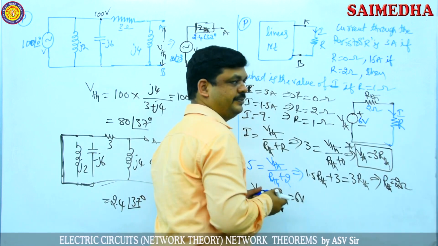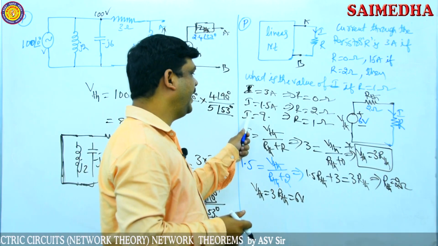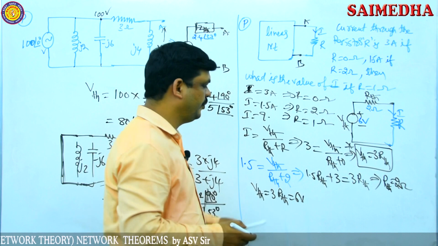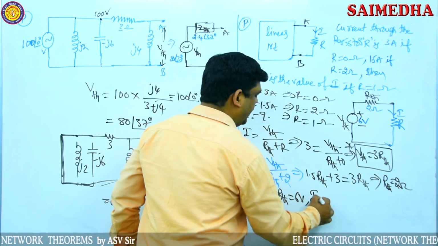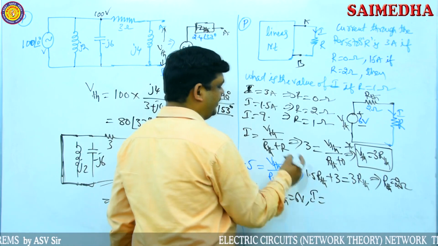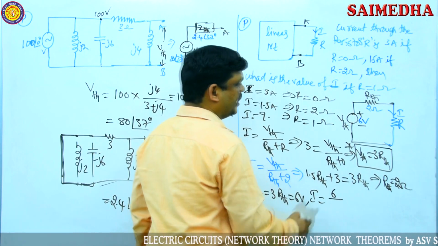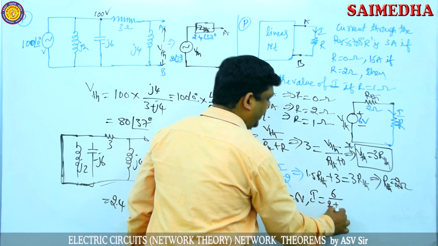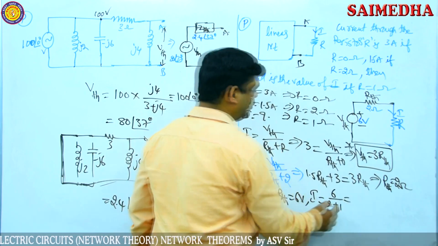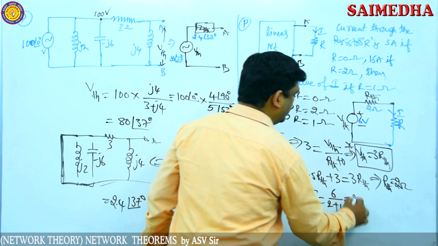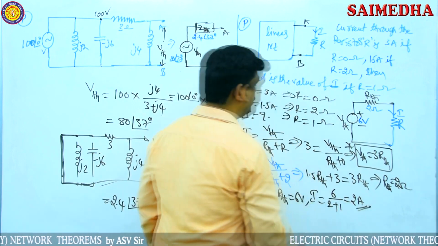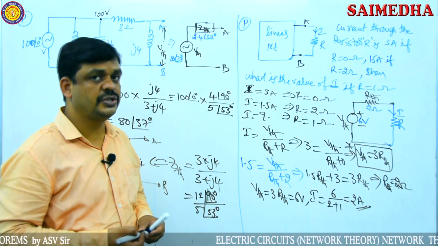Then we want the current I with R equal to 1 ohm. Then I is equal to V Thevenin, 6, by R Thevenin, 2, plus R, 1. So if we substitute all these values, then I gives 2 amps. So the I value is 2 amps here.